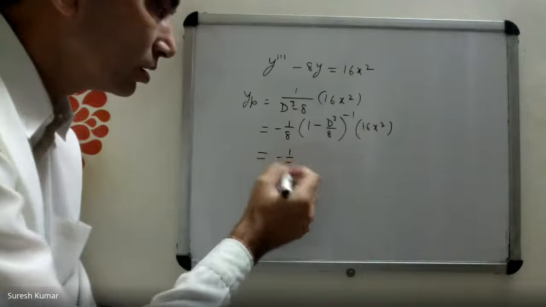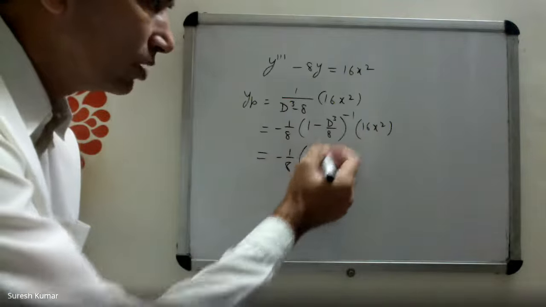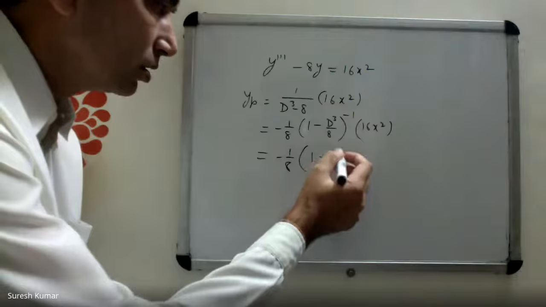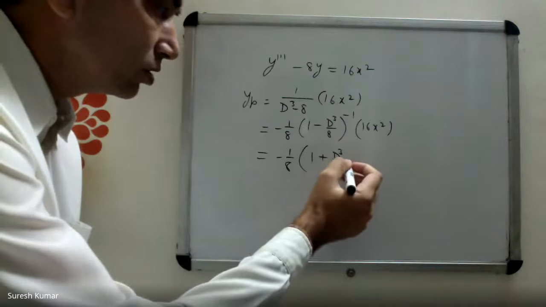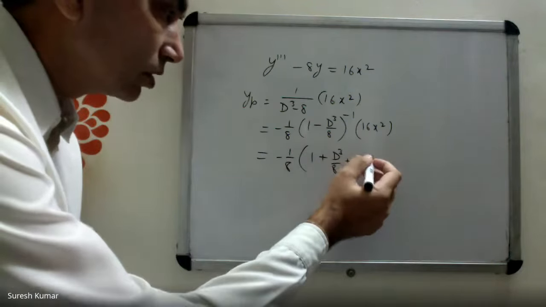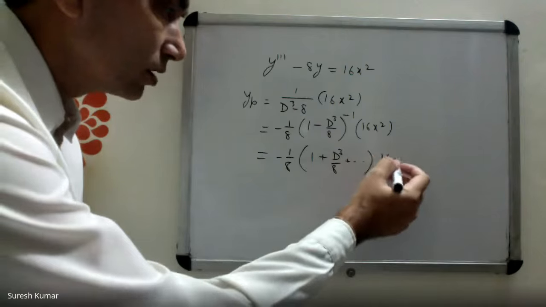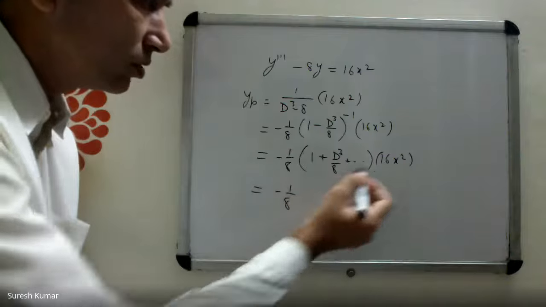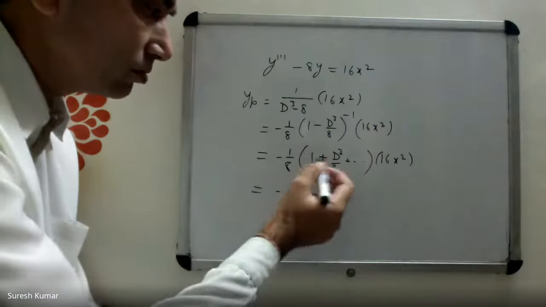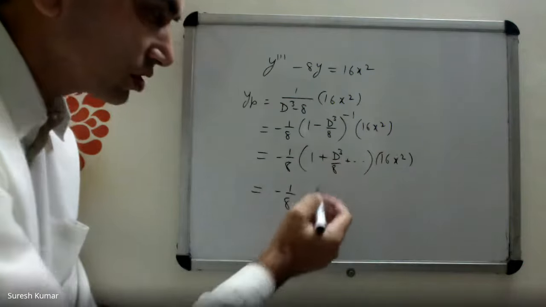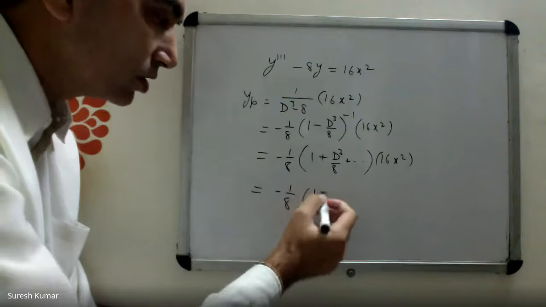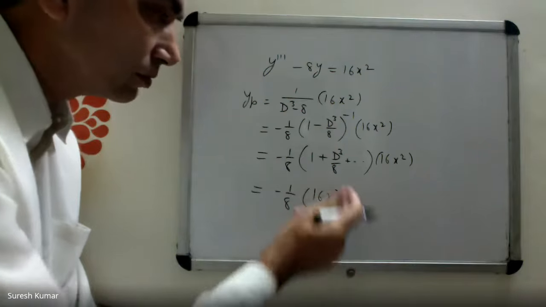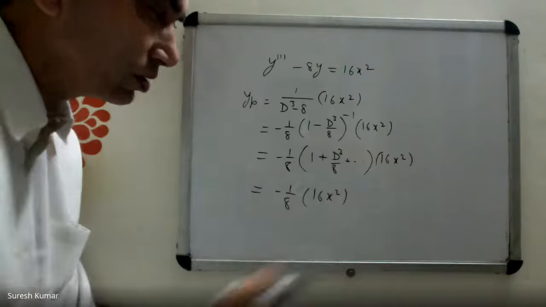After that, 1 plus D cube over 8. After that, you need not to consider, isn't it? Because it is only 16x square. So minus 1 over 8, 16x square means you apply this operator on 16x square, what do you get? Only 16x square. Because D cube, if you apply here, you get 0.